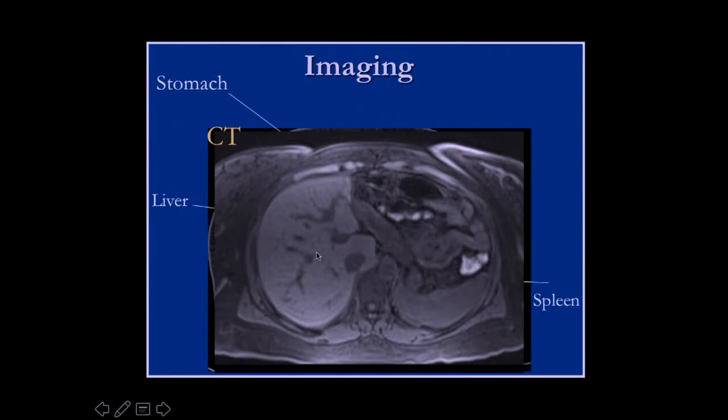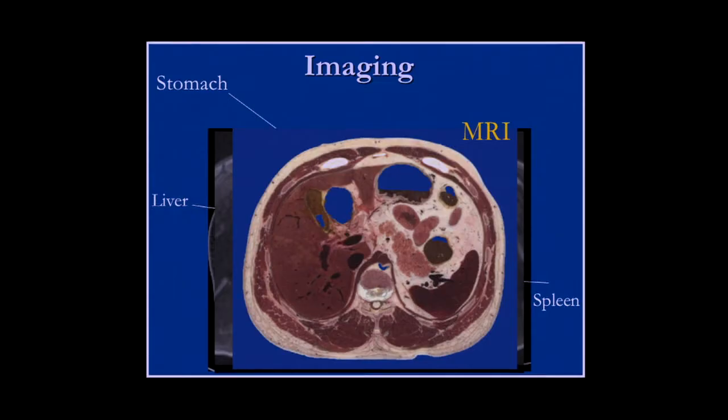Spleen, different density now, I should say not density, different signal than the liver, pancreas again, fat, muscle, and so on. So just keep building different characteristics, and as you build more detail, you can create a pretty decent diagnosis. And then there's our anatomic specimen.